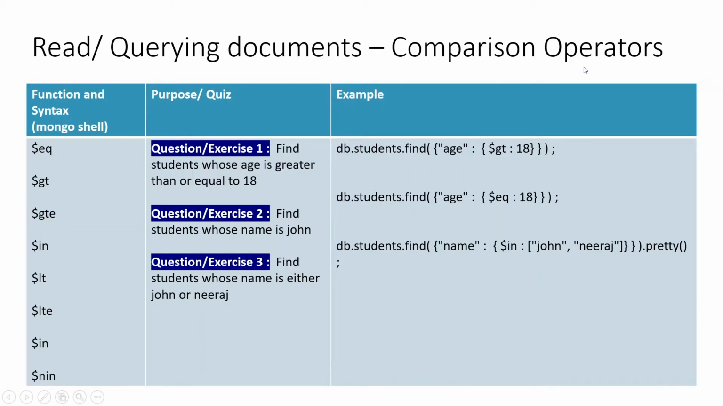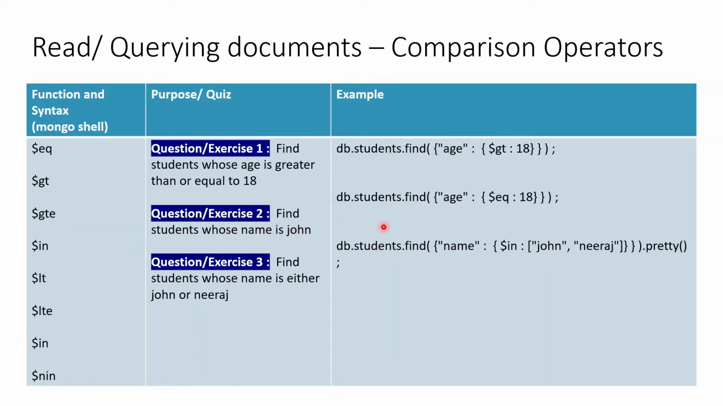So what are comparison operators? When we are talking about comparison operators, it is like I want to compare if something is equal to something. For example, age is greater than 18 years. I want to apply this on the students collection, so I want to find out all the students whose age is greater than 18. Now the question for you is to try this and find out all the students where age is greater than or equal to 18.